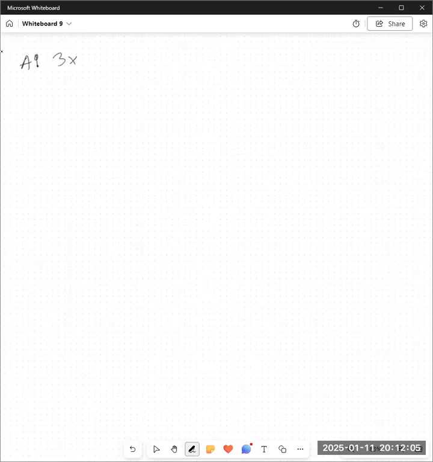Assume matrix A is 3 by 4. Matrix B is also 3 by 4. Matrix C is 4 by 2. Matrix D is also 4 by 2. And matrix E is 4 by 3.